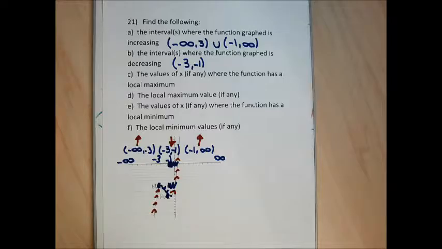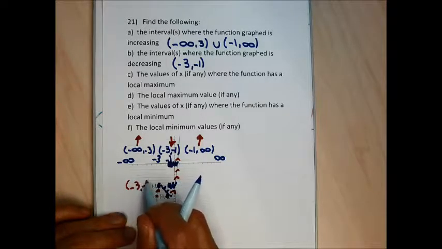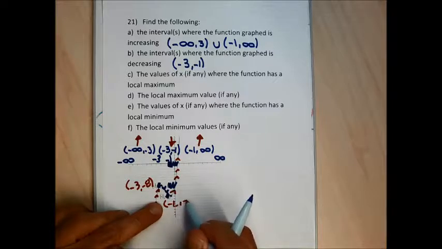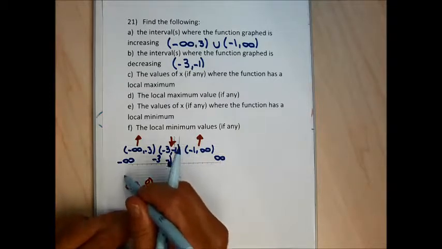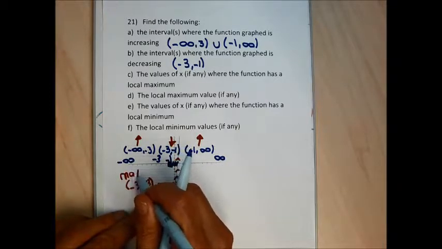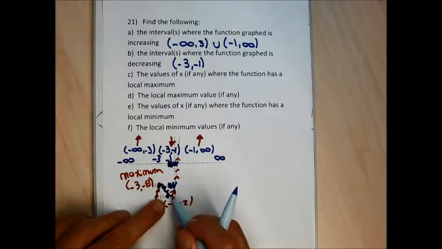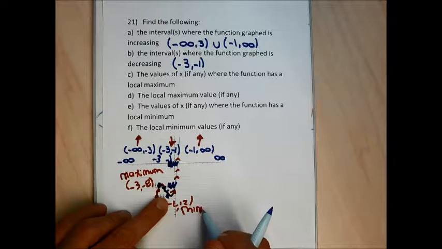The 2 points that I kind of destroyed are this point (-3, -8) and this point (-1, -12). The point (-3, -8), because it's at the top of a little peak, I would think this is a maximum point. And the point (-1, -12), because it's at the bottom in a little valley, is going to be a minimum point.